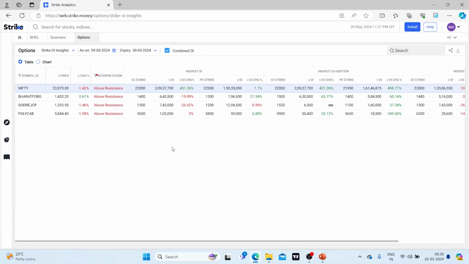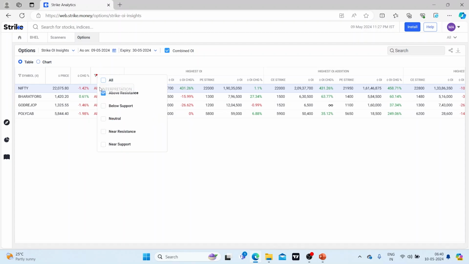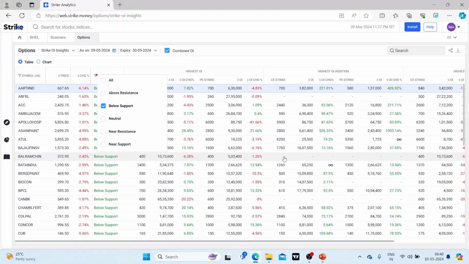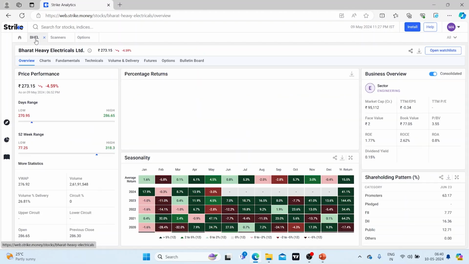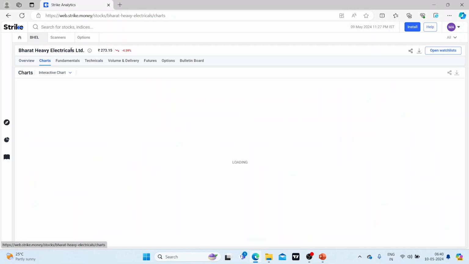We will ideally look for short covering on the call side. When the interpretation is above resistance, we will look at the covering on the short side, like in this case, Bharat Forge and Godrej Properties, consumers. For below support, we will look for covering on the put side. And then once we have identified these stocks, we go to the charts.